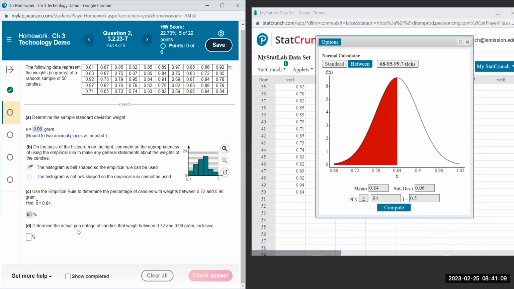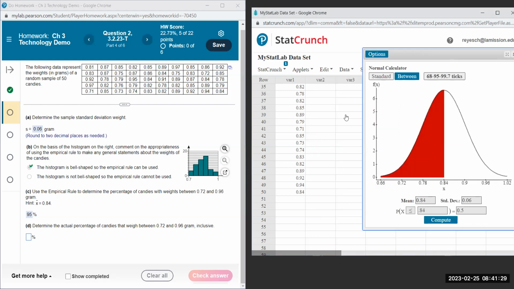Now we want to determine, okay, that was what theoretically we should expect, in the ballpark of 95. Now what actually happened in reality? How many of these candy weights were between 0.72 and 0.96 grams? Inclusive means including these 2 weights, including the ends. So let me move this to the side. I'm going to scroll all the way back to row 1, just so I can see everything.